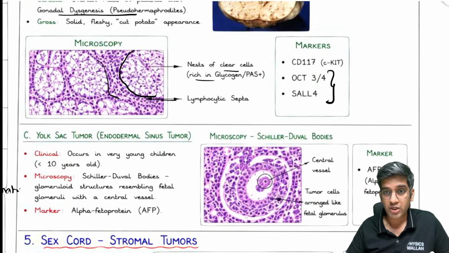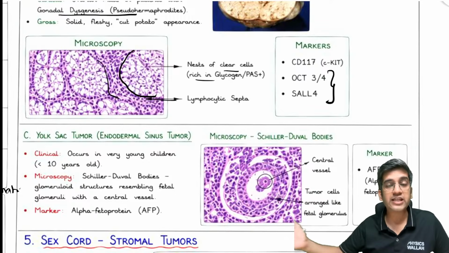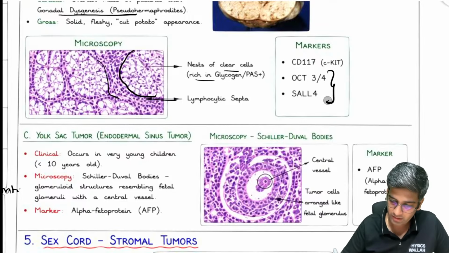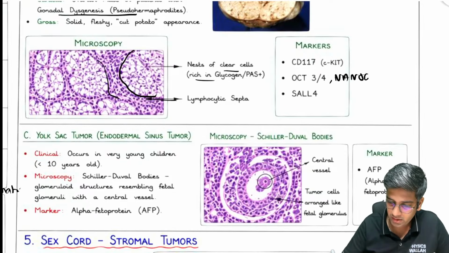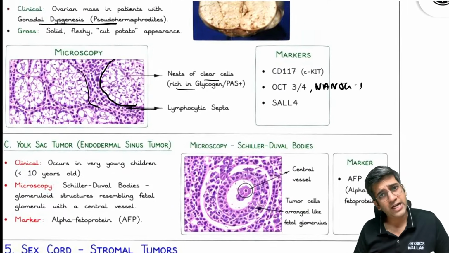No, it's not malignant. It is predominantly benign, but there is a chance it can also become malignant. Fine. Teratoma is a benign tumor. Okay. OCT3/4, NANOG, and SALL4. These are the best markers for seminoma as well as dysgerminoma.